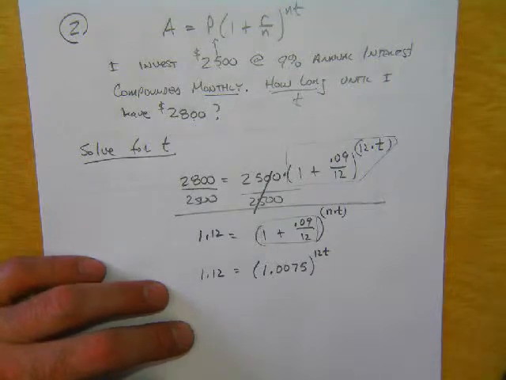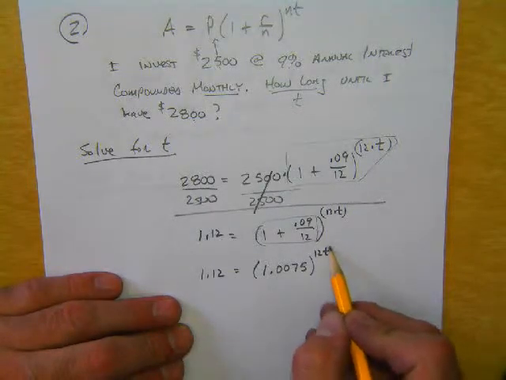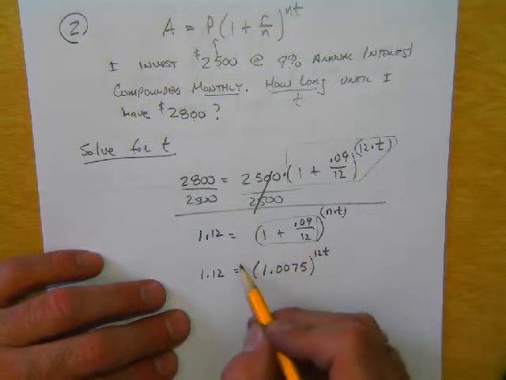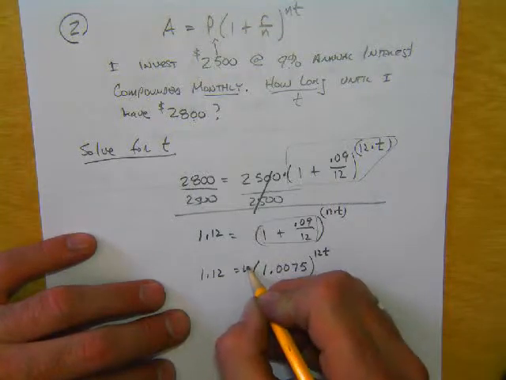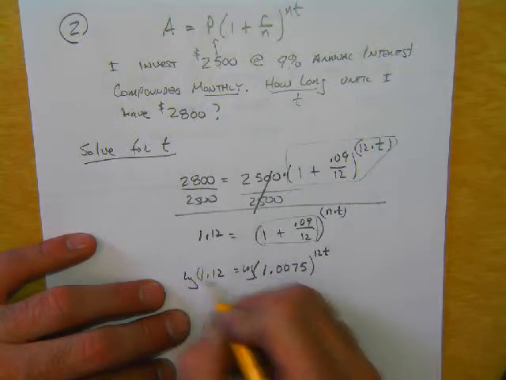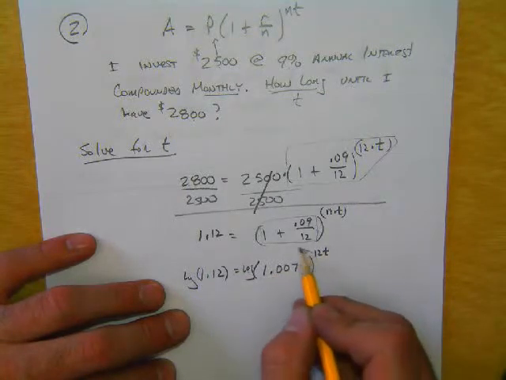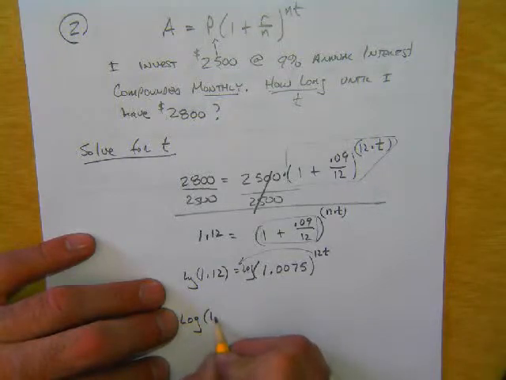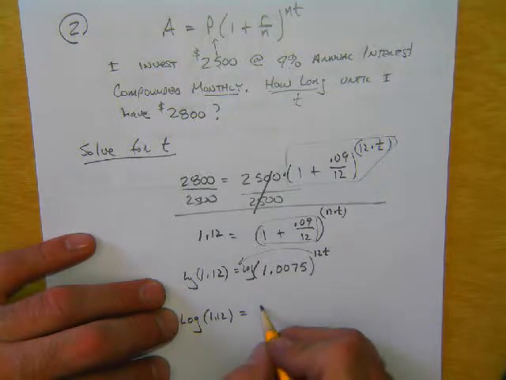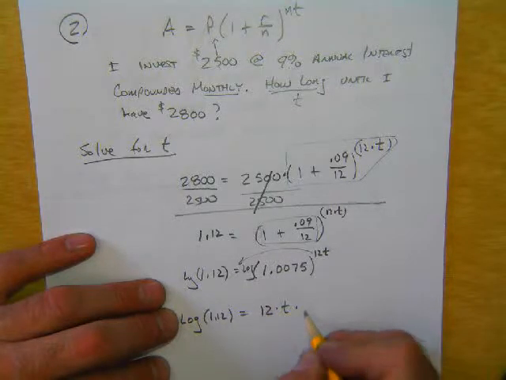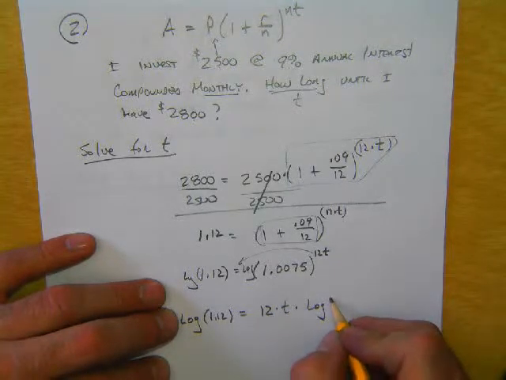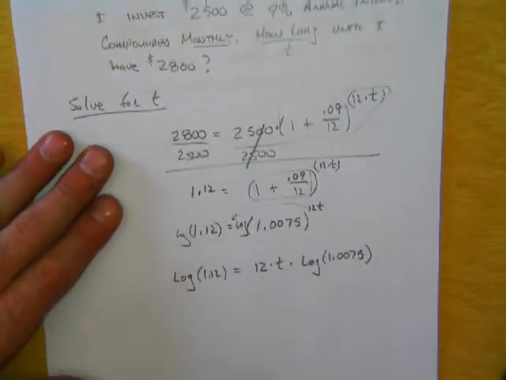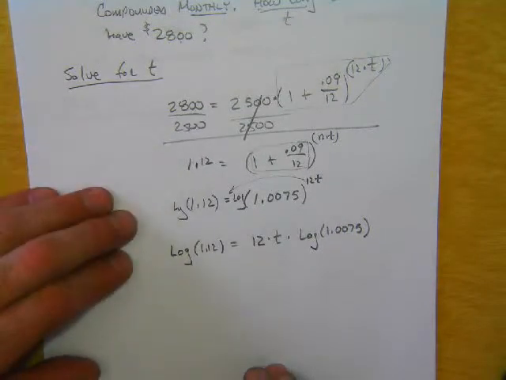And you may remember that if you have a variable in the exponent, the way that you get that out of the exponent and out in front is by doing the log function to both sides. And if you do log, you can bring that out in front. So now we have the log of 1.12 equals 12 times t times the log of 1.0075. Okay? And now all we have to do is solve for t.